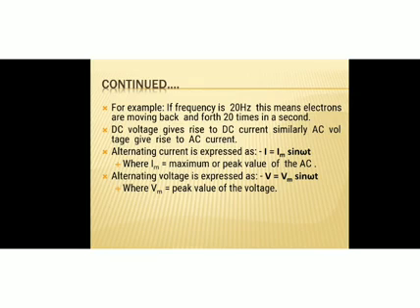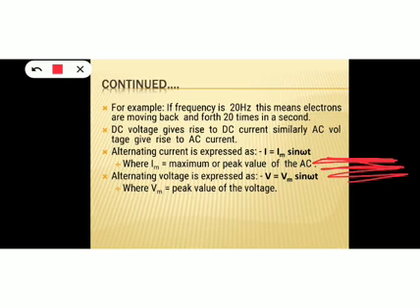Next, if we consider an example, see, if frequency is 20 Hz, what does it mean? The electrons are moving back and forth 20 times in a second. Okay, so if electrons are moving like this, see, at first it moves back, then it moves forward, then again back, forward, like this. So in 1 second, how many times do electrons change their direction? If in 1 second the electrons change their direction 20 times, that means the frequency of AC current is 20 Hz.